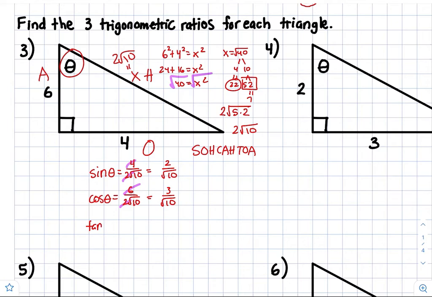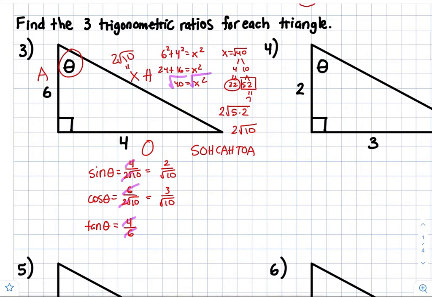And lastly, tangent theta is equal to opposite over adjacent. So 4 over 6. Cancel off 2 from top and bottom. So 4 divided by 2 is 2. 6 divided by 2 is 3. And here are our 3 trigonometric ratios.